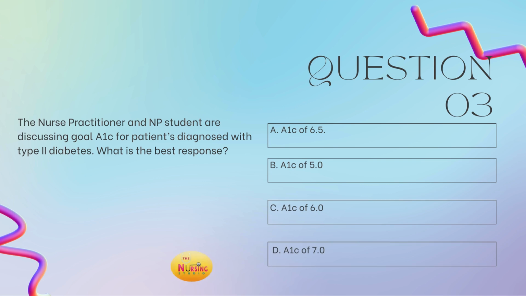And then lastly, question number three for today, the nurse practitioner and NP student are discussing the goal A1C for patients diagnosed with type 2 diabetes. What is the best response? Is it A, an A1C of 6.5, B, an A1C of 5.0, C, an A1C of 6.0, or D, an A1C of 7.0? Take a moment and tell me what you got in the comments, you guys.